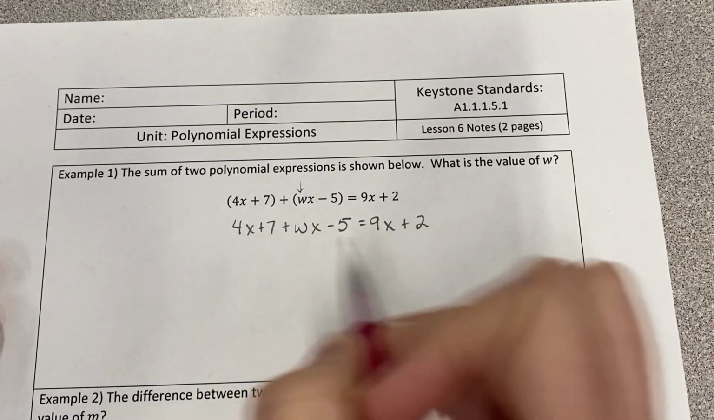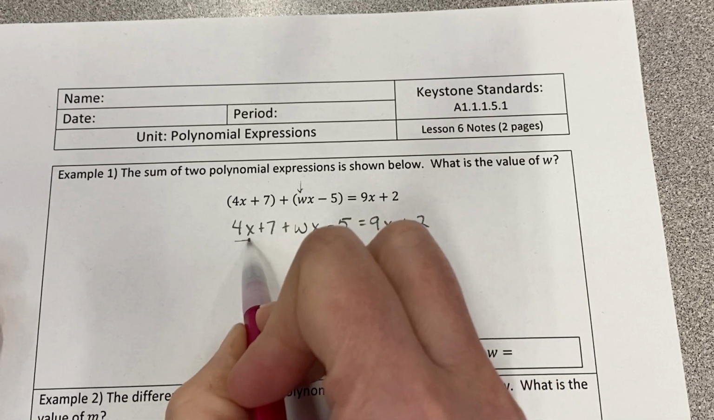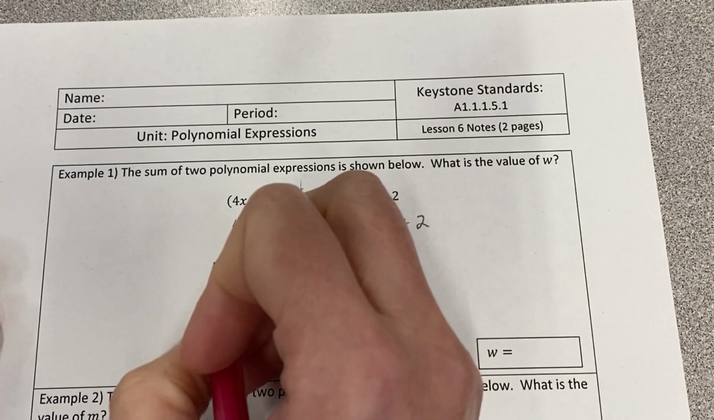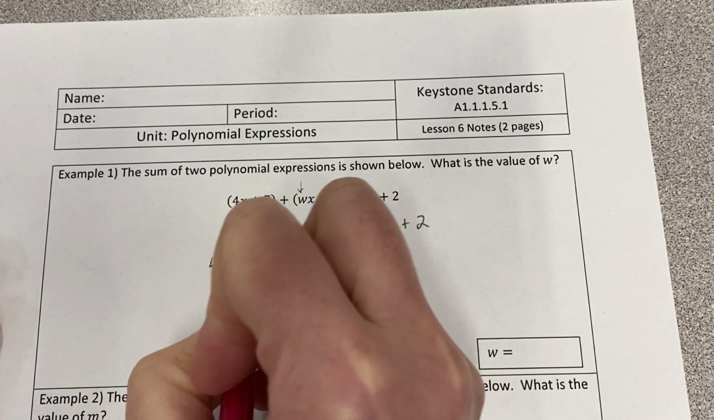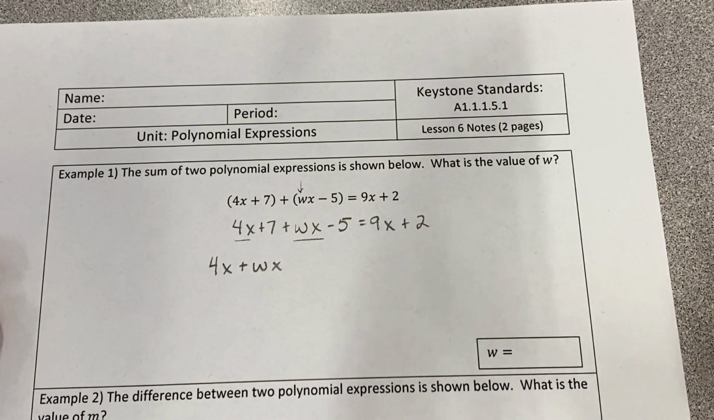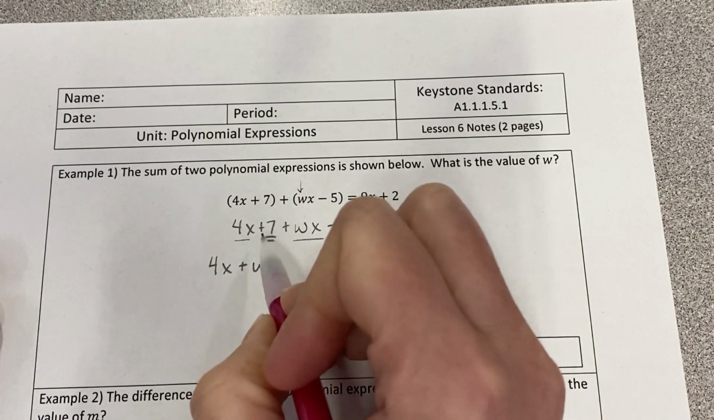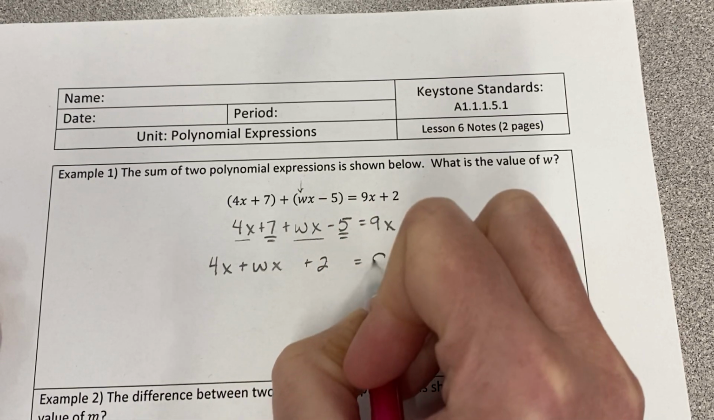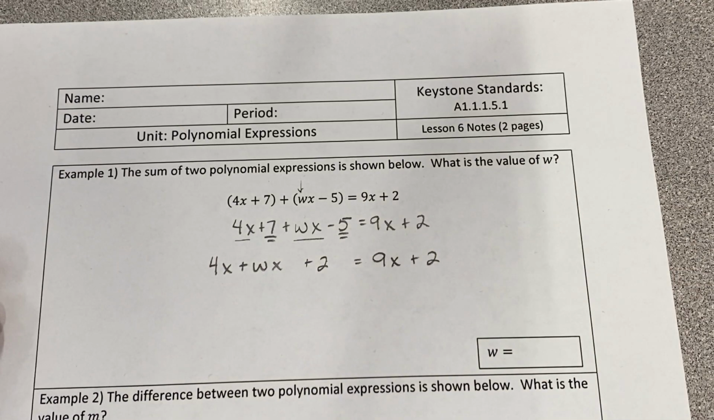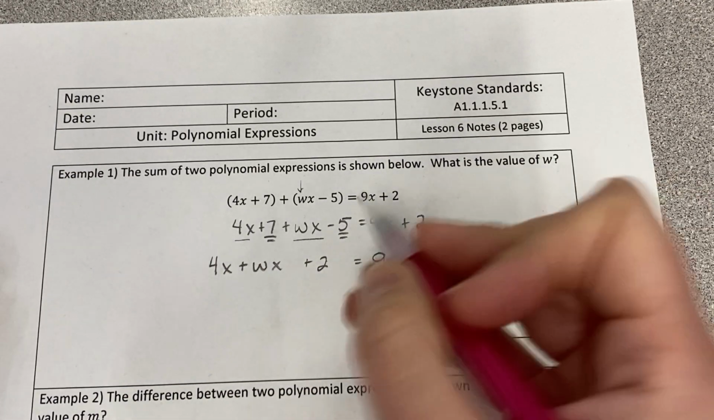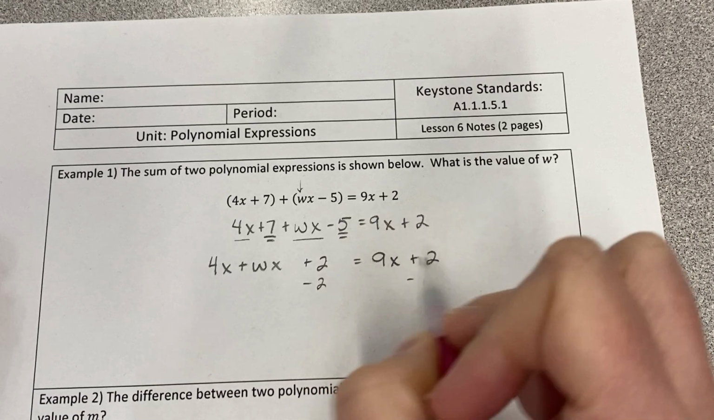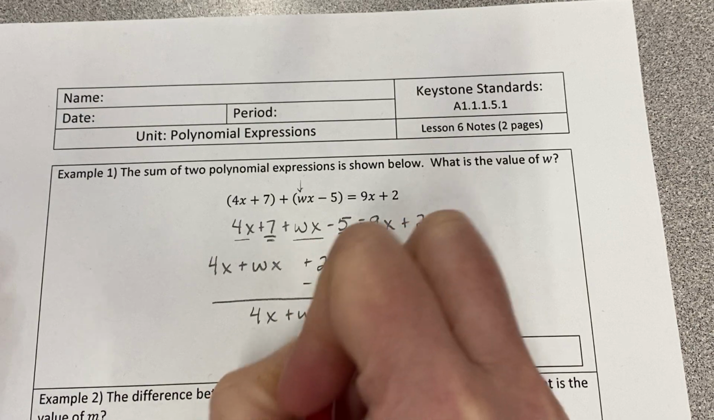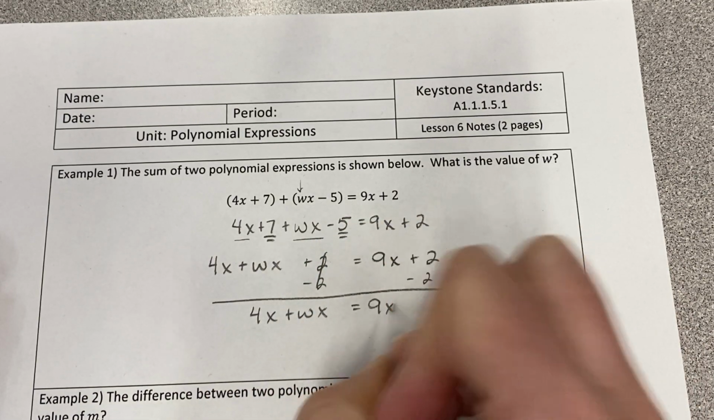Okay, then on this side, I want to get my x's together. So that's those two. Remember, this is some number, some coefficient. So 4x plus wx. And then I can really combine these. 7 minus 5 is a positive 2. Okay, so if I subtract 2 from both sides, you can see that those cancel. So 4x plus wx is equal to 9x.